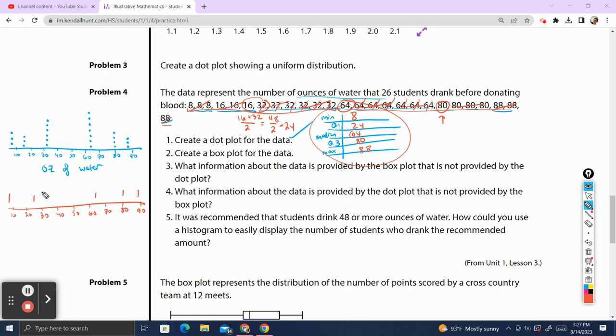The middle 3 lines, I'm going to connect into a box. That's why we call it a box plot. And then I'm going to draw these extra lines, which represent my whiskers. And there we go. We got our box and whiskers plot.